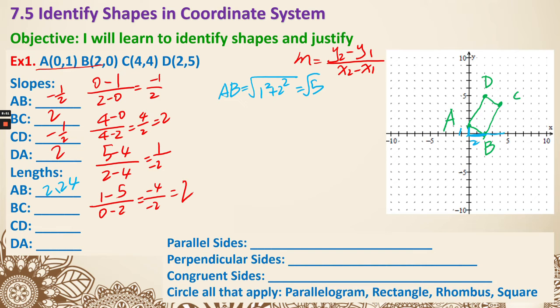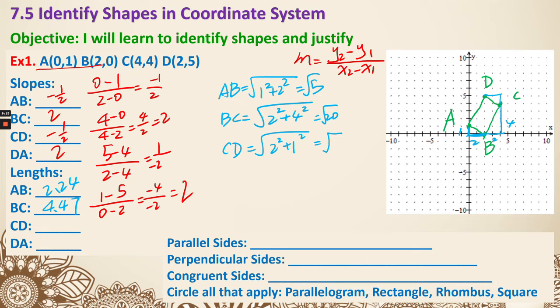Next, BC is going to be a 2 by 4. So BC is going to be square root of 2 squared plus 4 squared, which is square root of 20. And that in decimal is going to be 4.47. Next, CD. Same idea. CD is right here is a 2 by 1. So it's got to be 2 squared plus 1 squared, which is square root of 5. So it's 2.24 again. Lastly, DA is square root of, that's a 2 by 4. So it's 2 squared plus 4 squared, which is square root of 20. And the decimal would be 4.47.